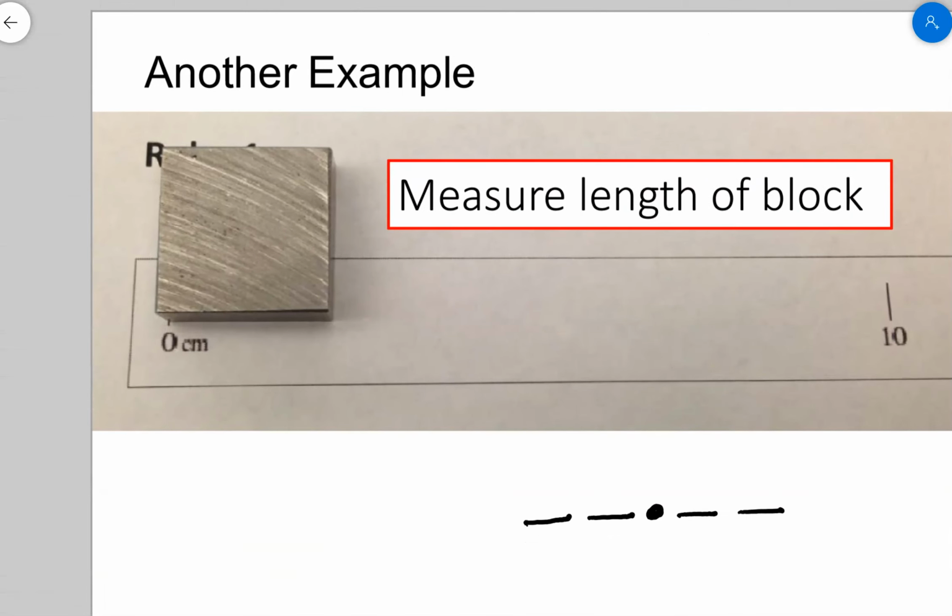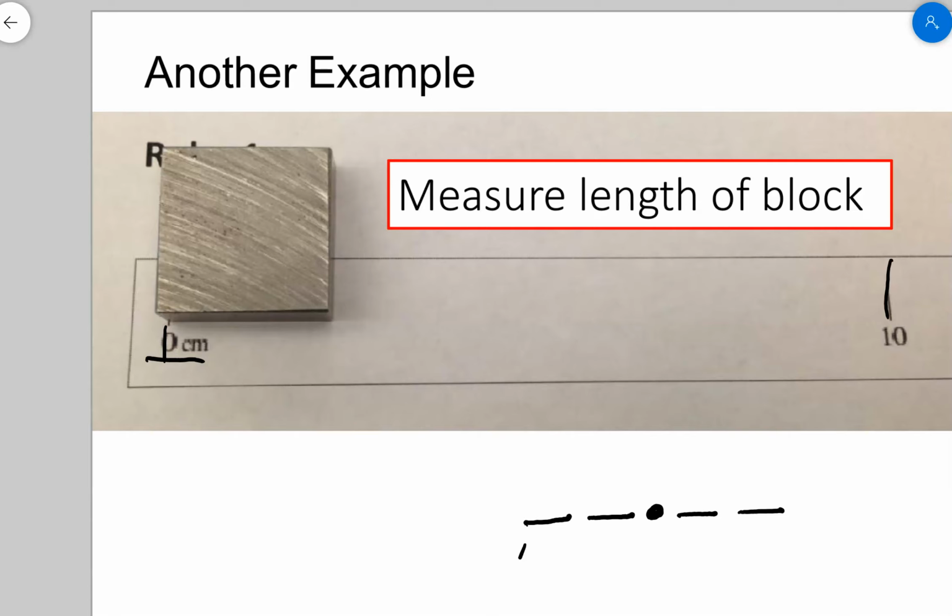All right, so here we have, I think it looks like aluminum to me, I'm not sure, but we have an aluminum block and I want to know how long it is. And we're using a centimeter ruler. And so the goal is write down every digit that you know for sure, plus one more that's a reasonable estimate. Okay, so I see that obviously it's more than 0, and I know that it's going to be less than 10.